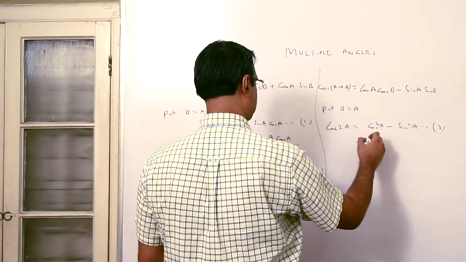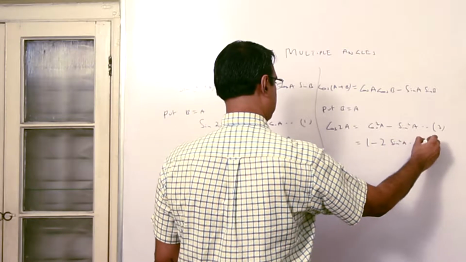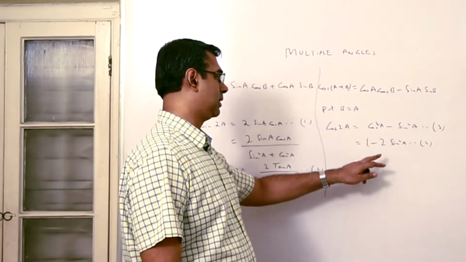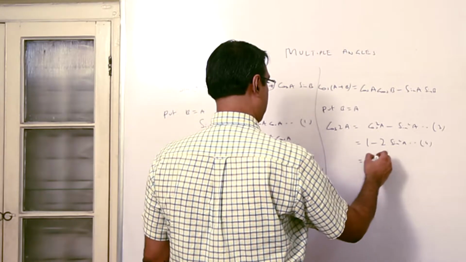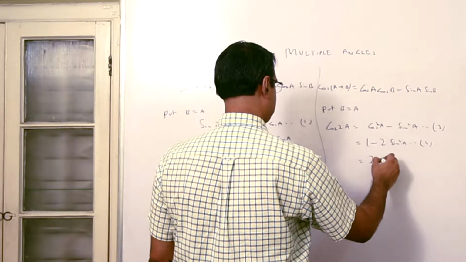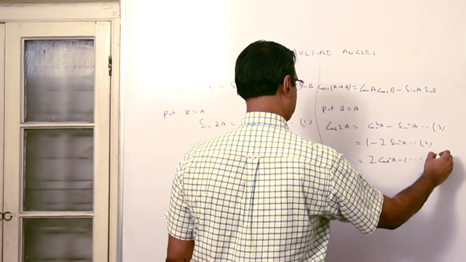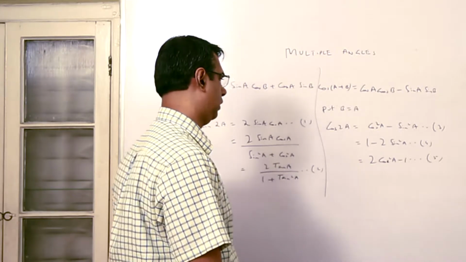If you write cos square A as 1 minus sin square A, it will become 1 minus 2 sin square A, that is number 4. And if you write sin square A as 1 minus cos square A, then it will become 2 cos square A minus 1, that is formula number 5.